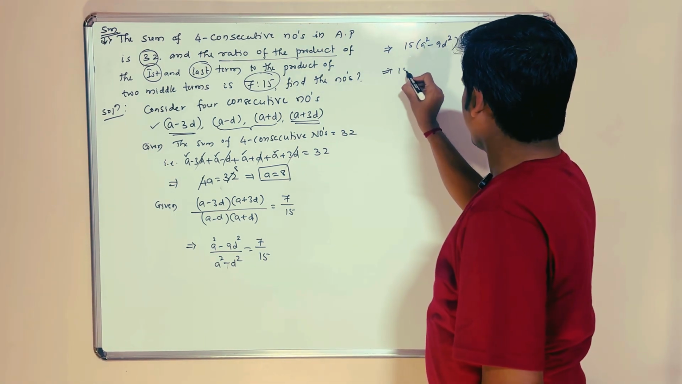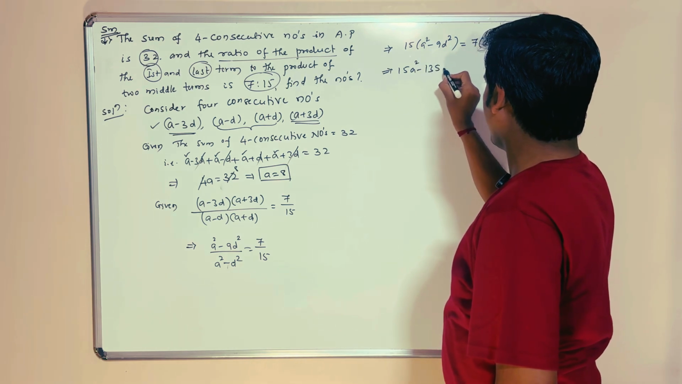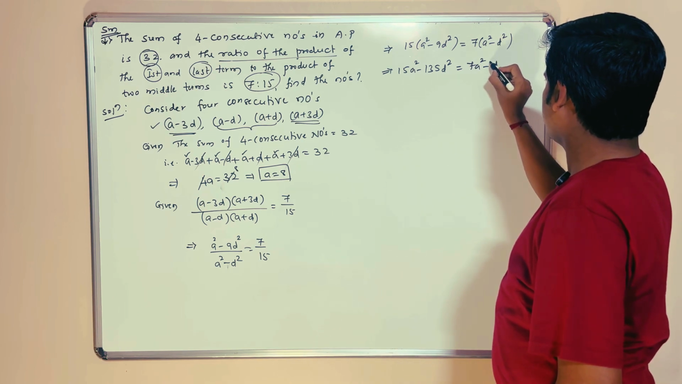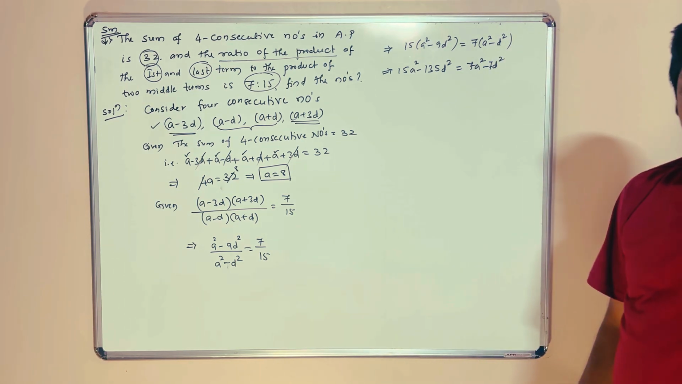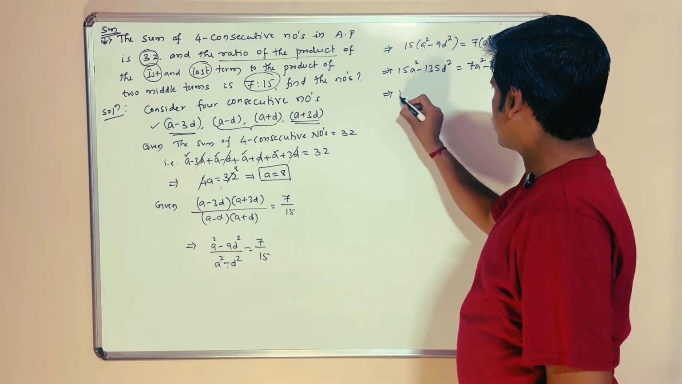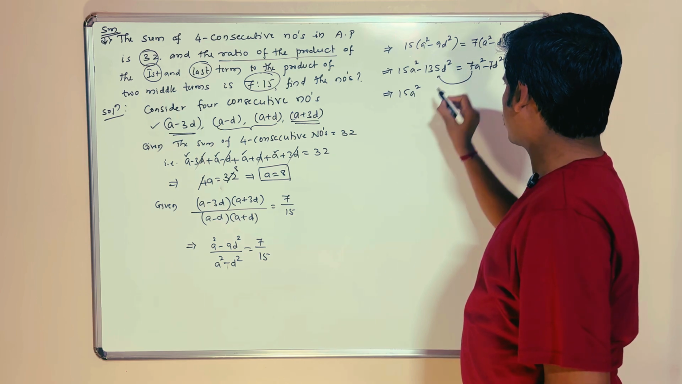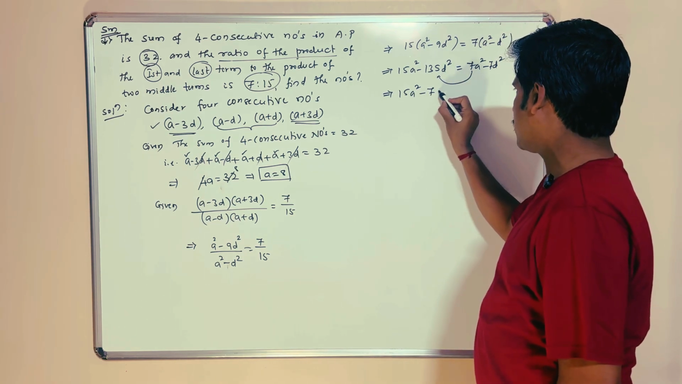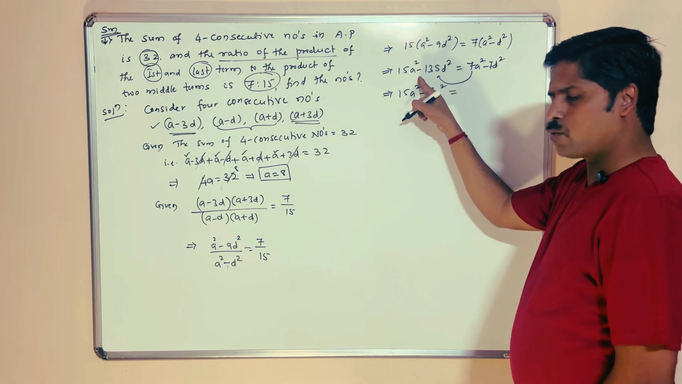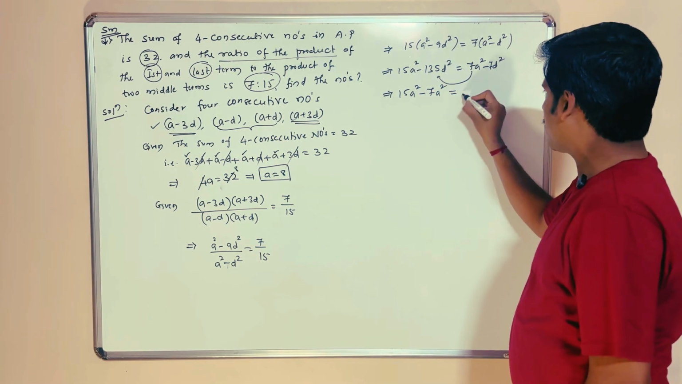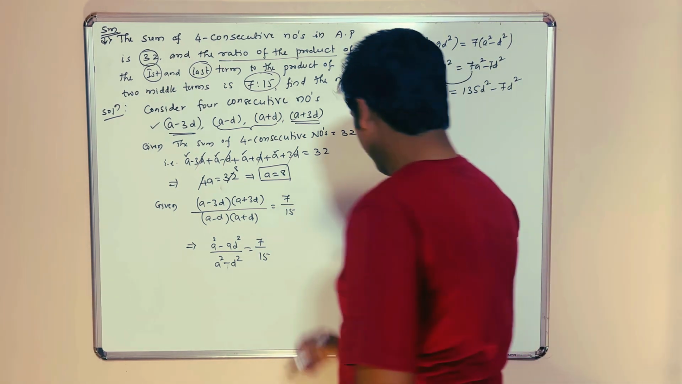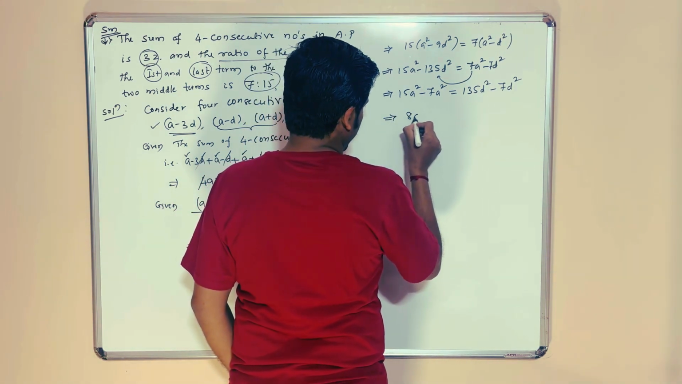Remove the bracket. 15 A square minus 15 nines are 135 D square is equal to 7 A square minus 7 D square. Keep A square on one side and D square on the other side. So 15 A square, keep it as it is. Now transfer the 7 A square to the LHS side, it becomes minus 7 A square, and transfer the 135 D square to the RHS side. We get 135 D square minus 7 D square. 15 minus 7 is 8A square.